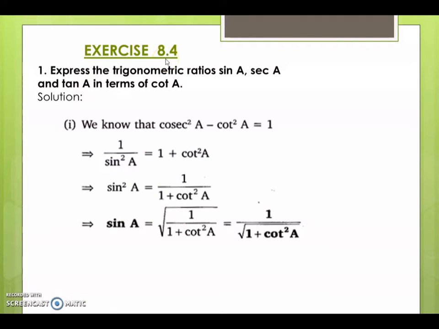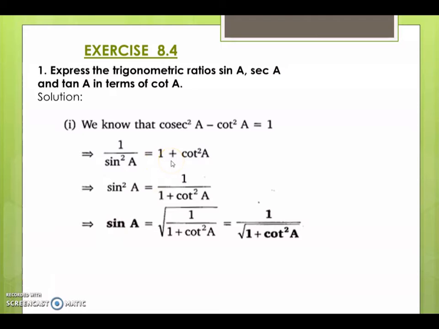So exercise 8.4, the first problem is to express the trigonometric ratios sin A, sec A and tan A in terms of cot A. So expressing one ratio in terms of the other. We are using here the identity cosec square A minus cot square A is equal to 1, or 1 plus cot square A is equal to cosec square A.